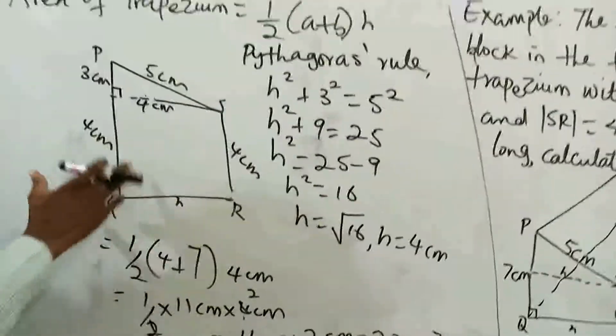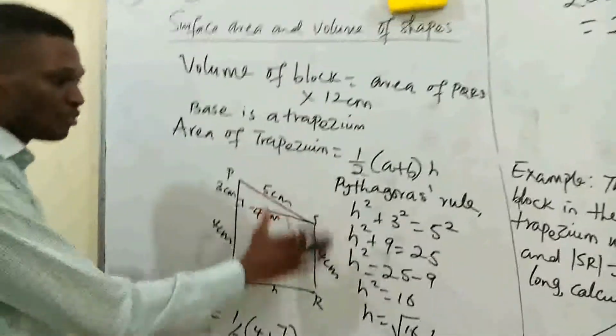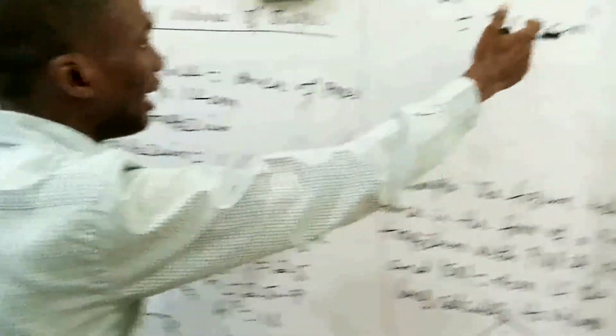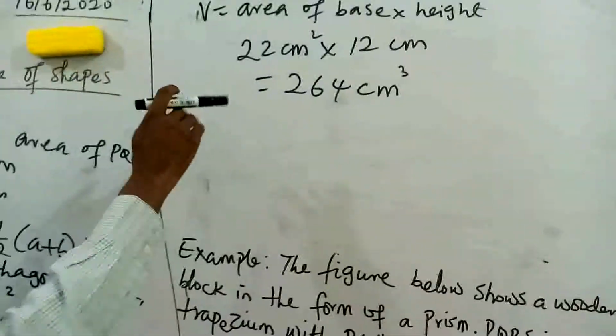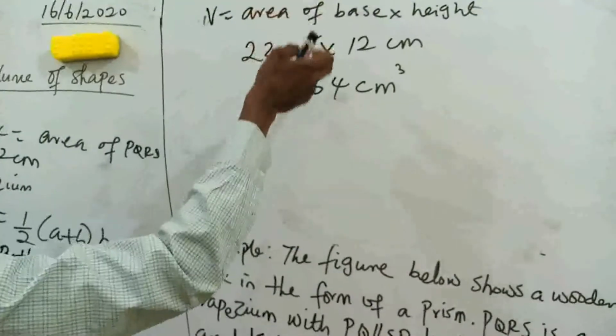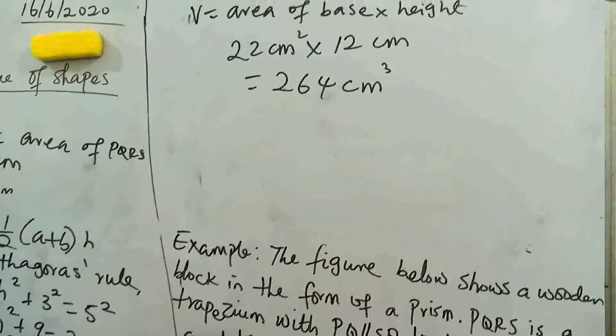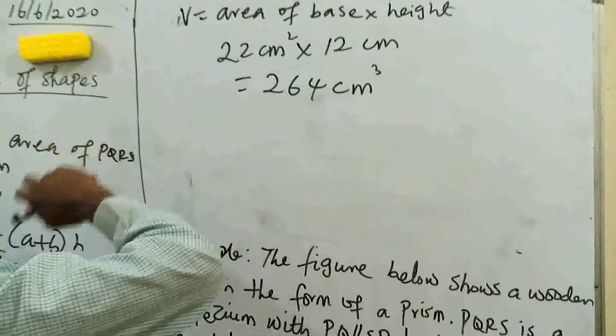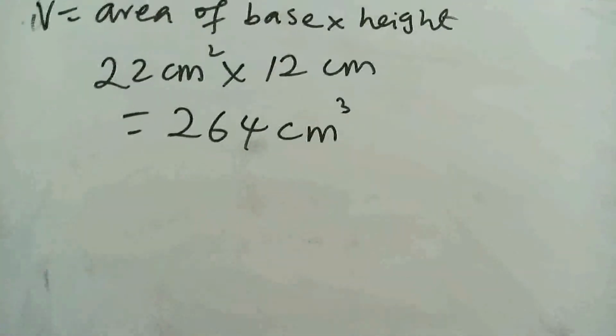This is the area of the base, just the area of the base. We now multiply by our height to get the volume. So we have 22 cm squared times 12. If you multiply that, we have 264 cm cubed. So the volume of our prism is 264 cm cubed.